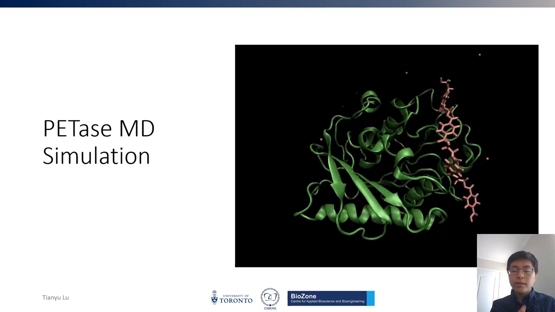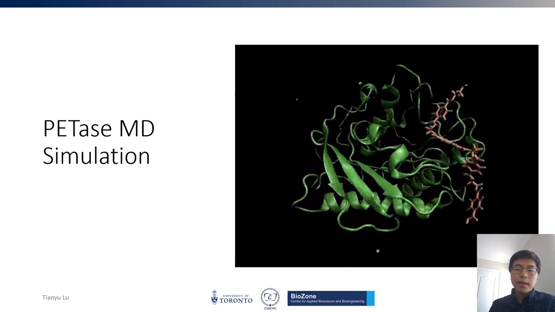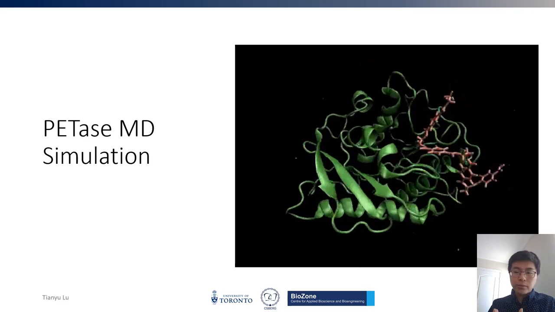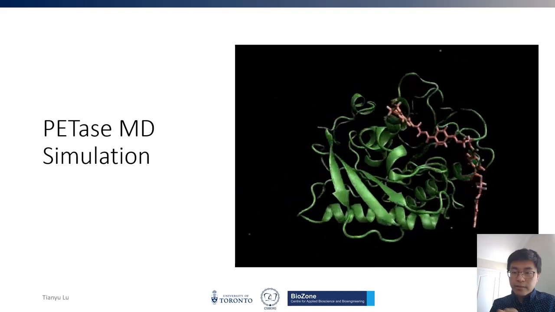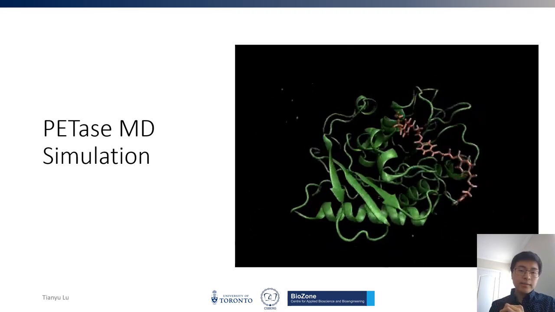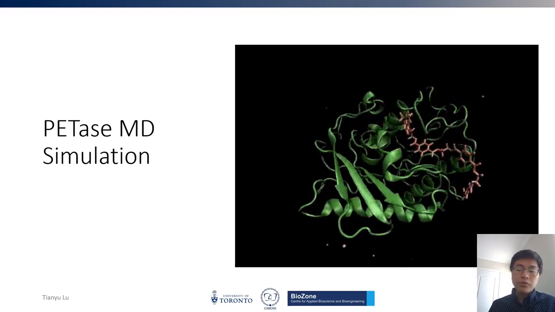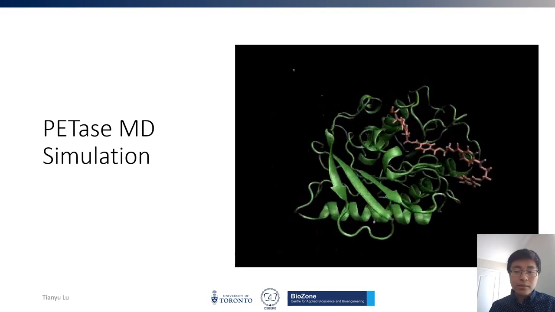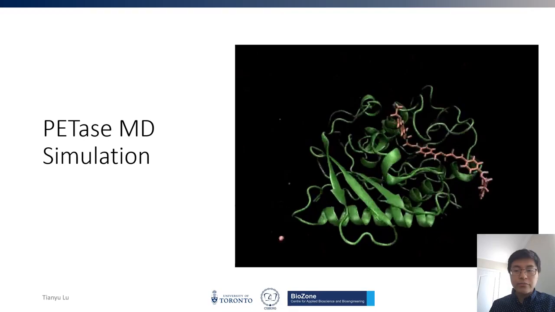So here we see a simulation of the same docking solution with the petase now in green and the PET ligand in pink. Right now at this time step, you can see that the conformation has indeed changed significantly from its initial conformation, where the active site of the petase is opening up and adapting to the ligand on its active site. And we see it is quite stable because at this point, the ligand is not really, at least visually, fluctuating or moving rapidly.